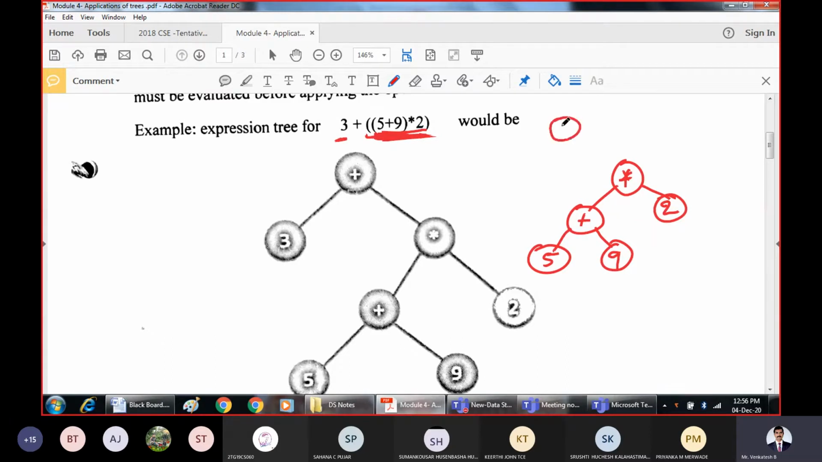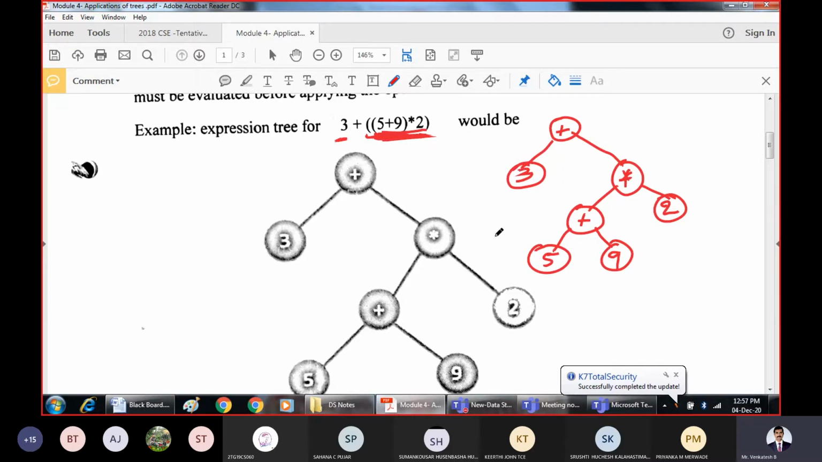Then 3 is present at the left subtree. That means which is the operator now? Plus is the operator for this. This entire thing is present as the right subtree, and 3 is the left operand. So I have constructed a simple expression tree for the given expression. For the given expression 3 plus (5 plus 9) star 2, we have constructed the binary tree, the expression tree.